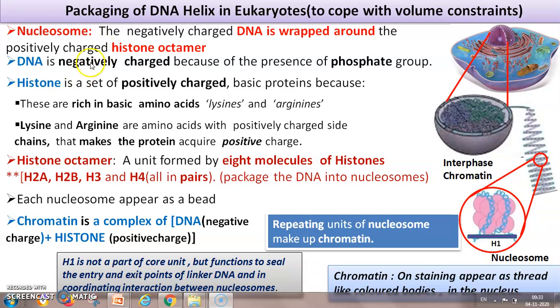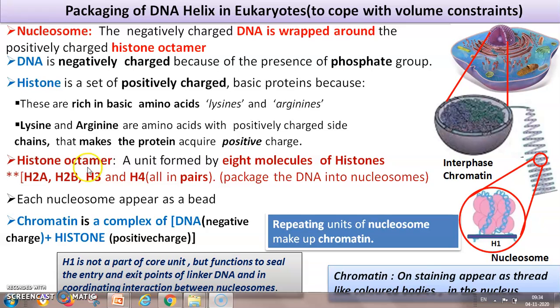Now, the most important part: how is a nucleosome formed? What makes the DNA wrap around the histone octamer? We know that DNA is negatively charged, and that is because of the phosphate group. Histones are positively charged. This is one very important question which is normally asked: why are histones positively charged? These basic proteins are rich in the amino acids lysine and arginine. These lysine and arginine have side chains which are positively charged. That makes the protein acquire a positive charge.